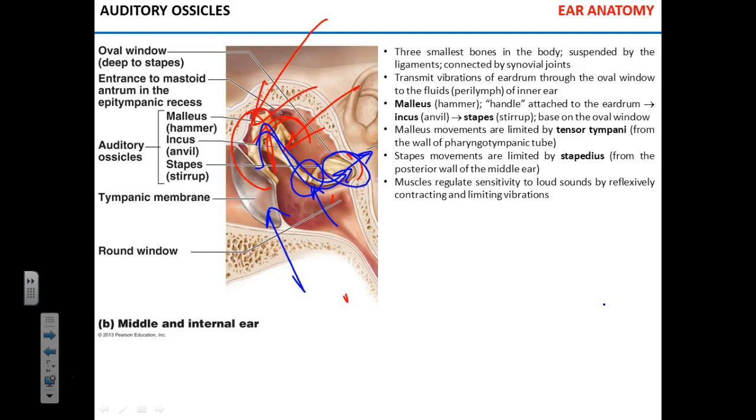So, the ossicles. We start with malleus, which is attached to the tympanic membrane. Then it's incus, and then stapes. That makes sense?